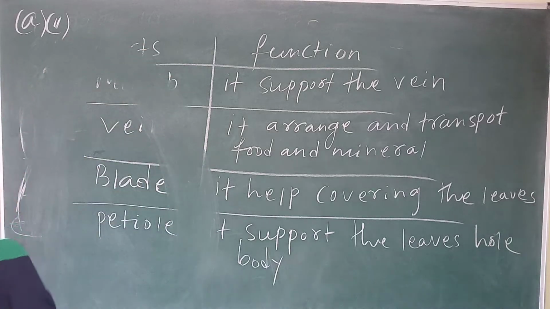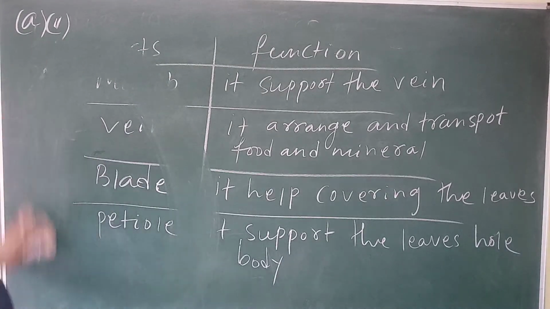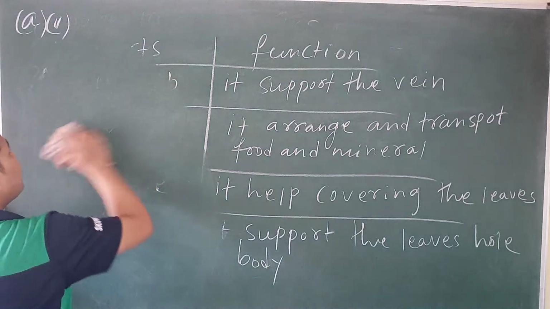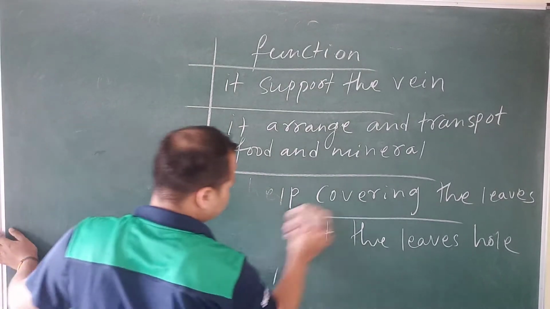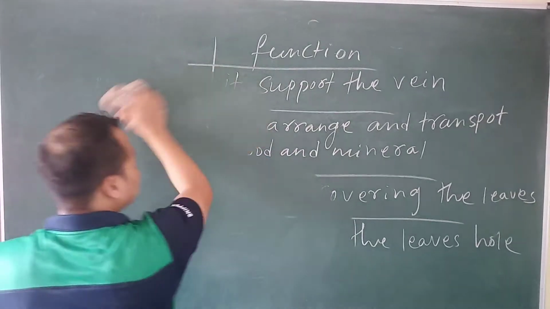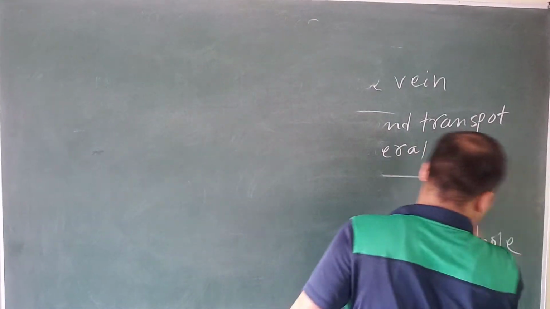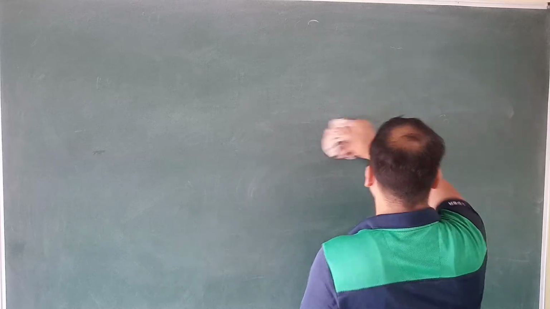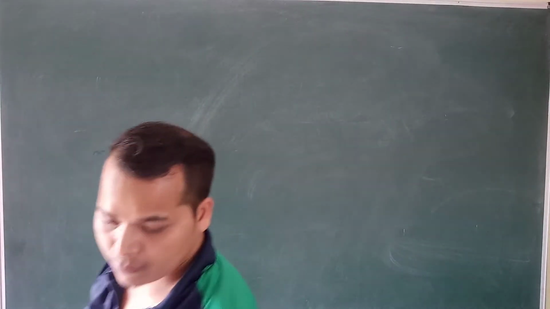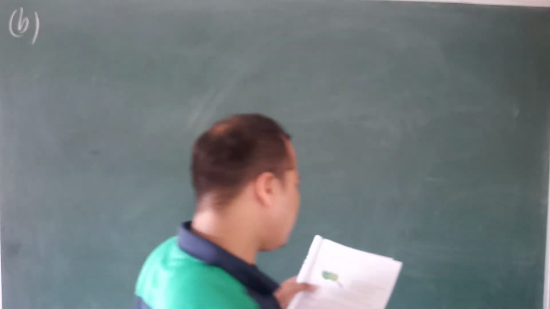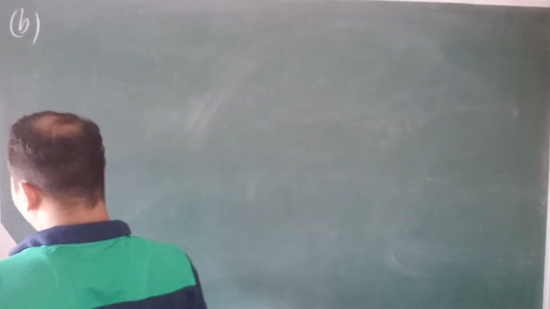So come to question number B. It is question number 1. First I and second I is over. Then come to question number B. So why is the upper side of a leaf smoother and waxier than the underside? Okay. So write the question.